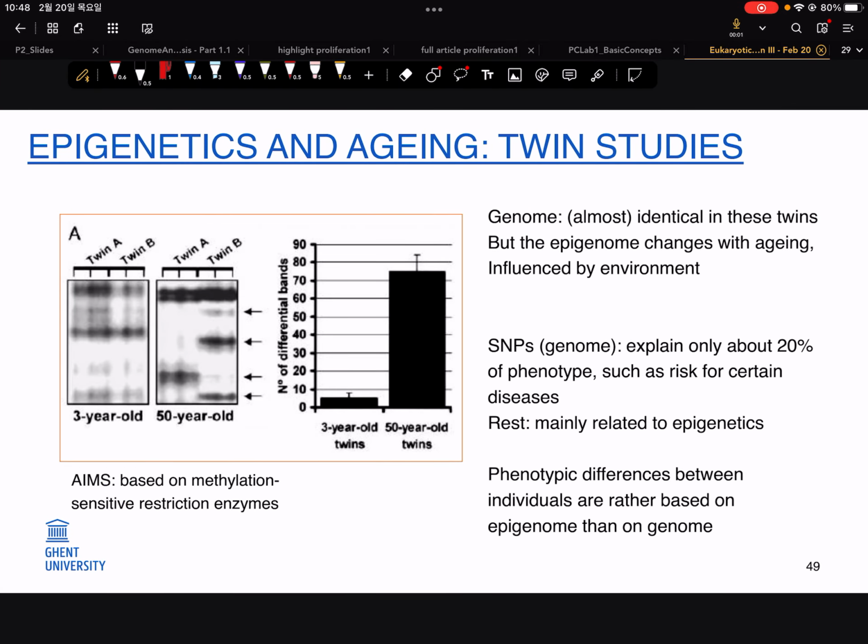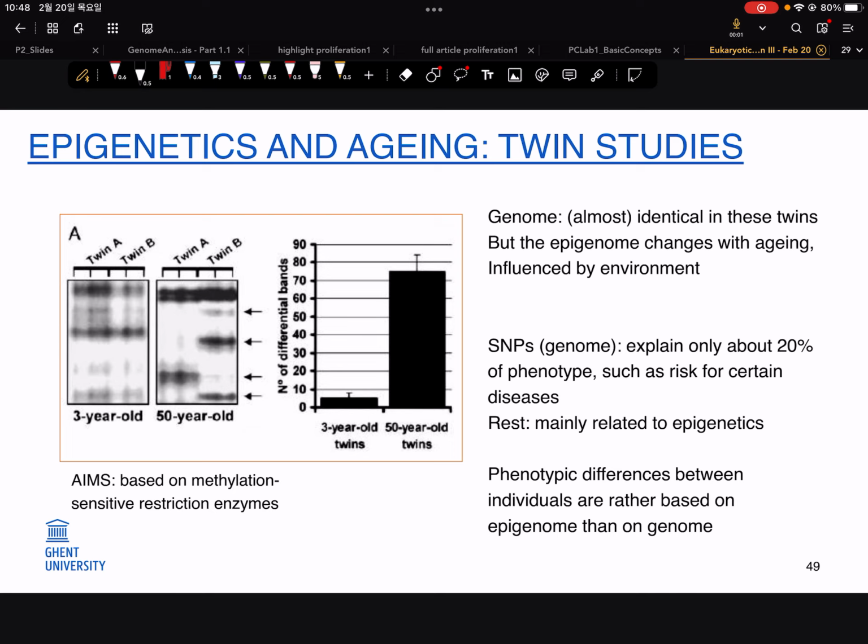And the more these people have a different lifestyle or have experienced different things, the more changes you see, the more differences you see. This is what I already said. The epigenome changes with aging, and is also influenced by the environment.